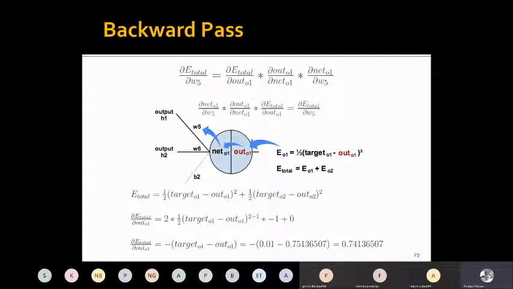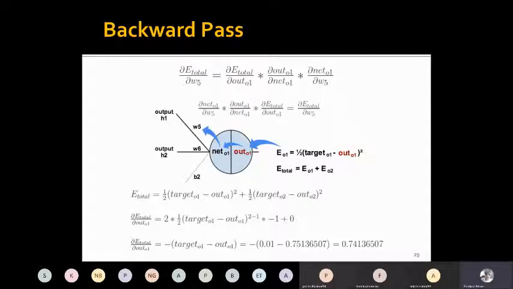Very similar to how we differentiated the total error in the gradient descent example with respect to M and B. So I will use the chain rule because E total doesn't directly depend on W5. E total depends on output of O1. So here the error is a function of output of O1, and I am differentiating with respect to that. Output of O1 is a function of net O1, which is given by this multiplication. And net O1 is a function of W5. So this is the chain rule of differentiation.